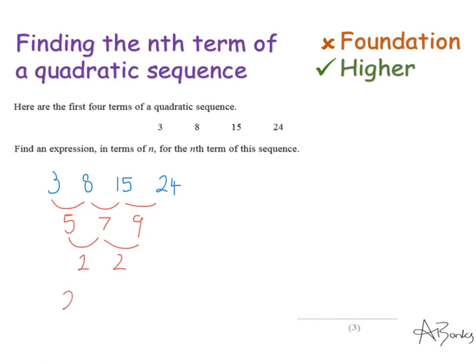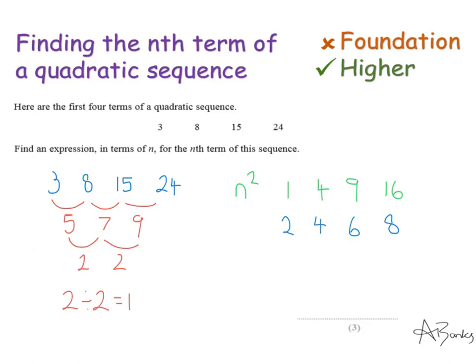Again, my second difference is 2, which means I'm dealing with a 1n squared. So 1n squared is my square numbers. Now the difference this time between my n squared sequence and my quadratic sequence, from 1 to 3 is plus 2, from 4 to 8 is plus 4, from 9 to 15 is plus 6, and from 16 to 24 is plus 8. So this is my linear sequence, 2, 4, 6, 8.